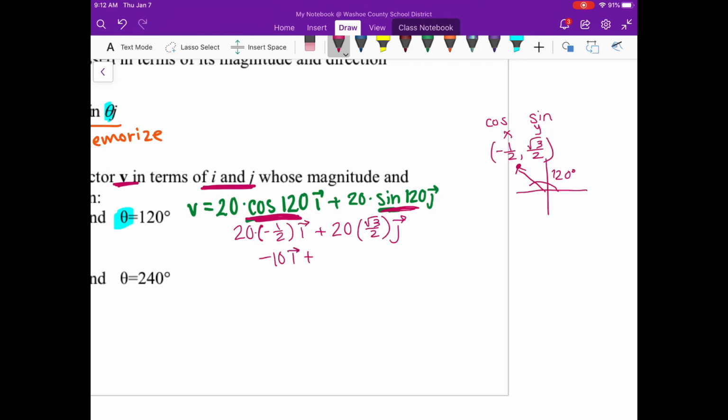So 20 times negative 1/2 gives me a negative 10, and that's i, plus 20 times the square root of 3 over 2. This is technically you multiplying straight across and then simplifying this fraction. So that simplifies to 10 square root of 3, and then the j right there.